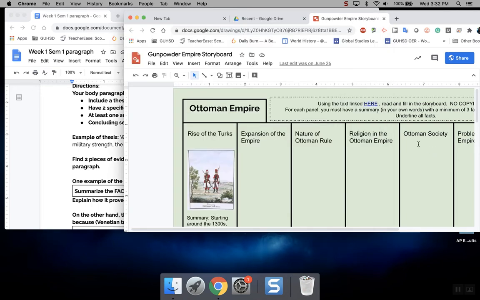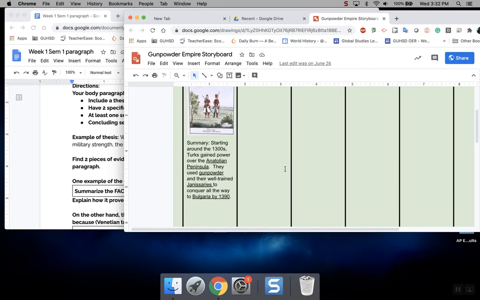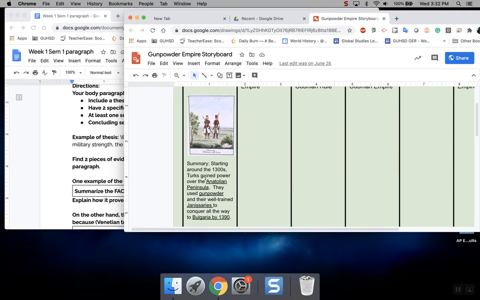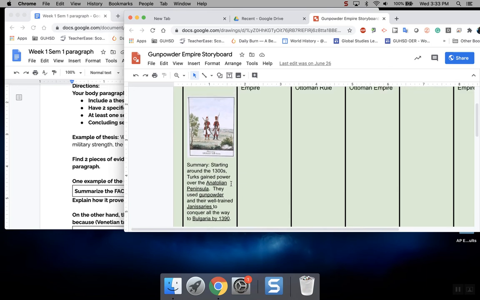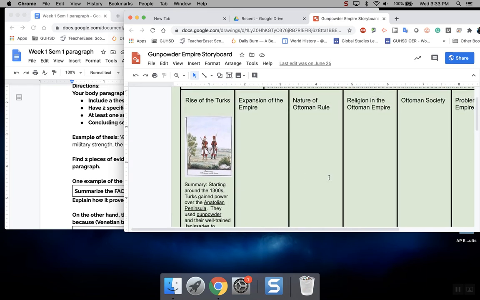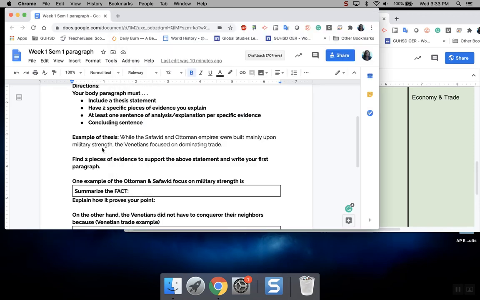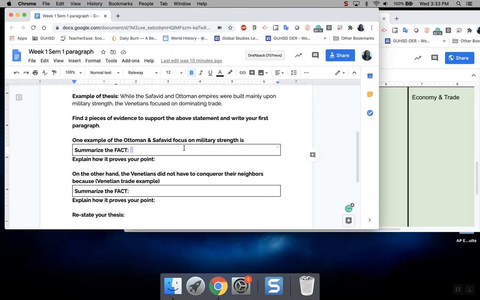Now, if you have this nearby that you did earlier, you have information about the Ottoman and the Safavid Empire, and I require that you write this summary in your own words with evidence. So you might be able to pull straight from here and just manipulate it a little bit and be able to get your evidence for this paragraph. So for instance, if I'm trying to do something about military strength, I might look at what I put in my box about the expansion of the empire here for the Ottomans, and I might find something about the rise of the Safavids here for my evidence, and then be able to combine it to summarize the fact right here.